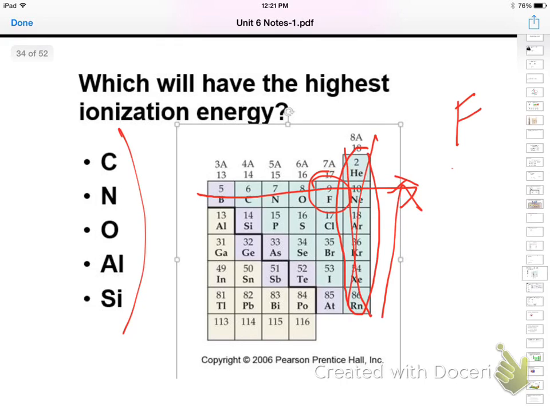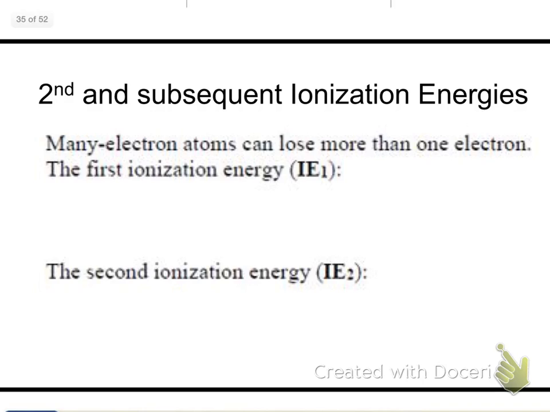So if I look at this list here, what I have is carbon, nitrogen, oxygen, aluminum, and silicon. So the smaller I am, and the further to the right where I am adding electrons, my answer is going to be oxygen. Okay, so it's possible that an atom will lose more than one electron, or that an ion will lose another electron. So many electron atoms can lose more than one electron.